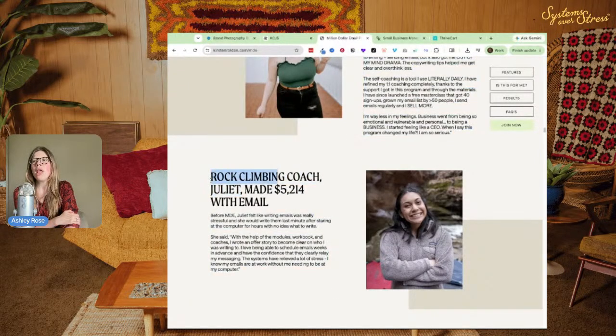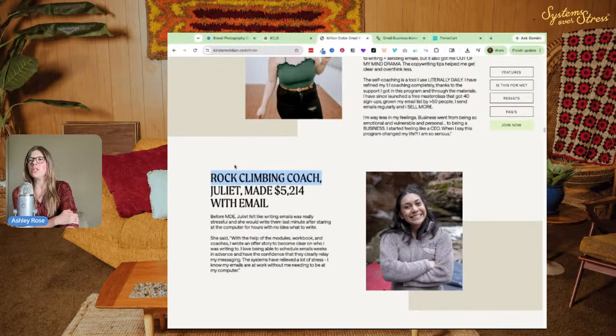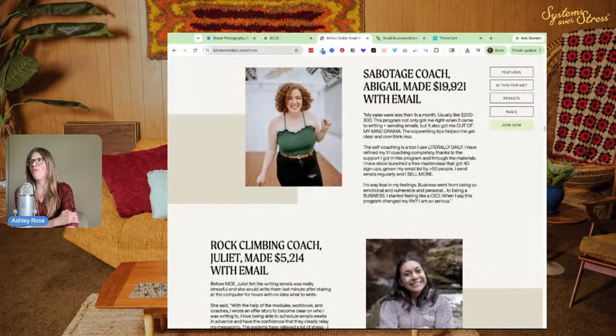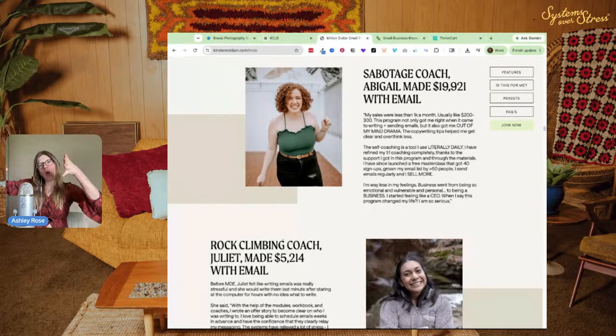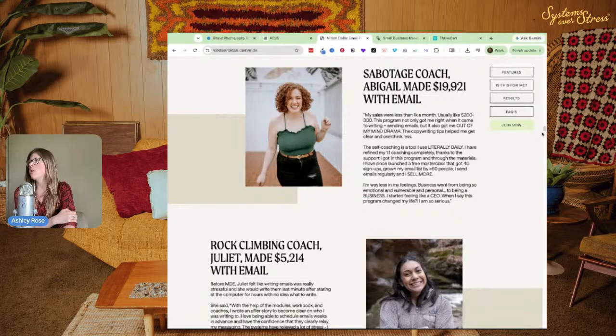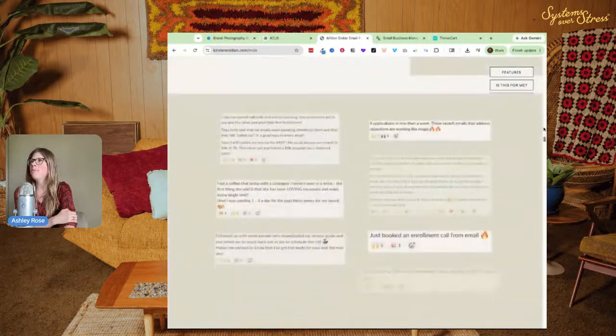$5,214 with email. And you notice here, I can tell because I can see people's client results. I know by looking at a sales page if they're using a results tracker, because I'm like, okay, she's asking how many email sales they get, and she's also asking what kind of coach and what kind of business they have, because you can see she's saying sabotage coach, rock climbing coach. So people on her sales page can be like, oh, I see myself in Abigail. I see myself in Juliet. So that is how you can do that. So that's a really great example of this.